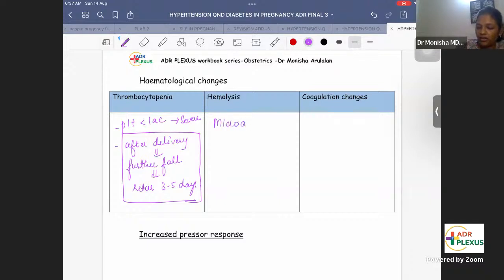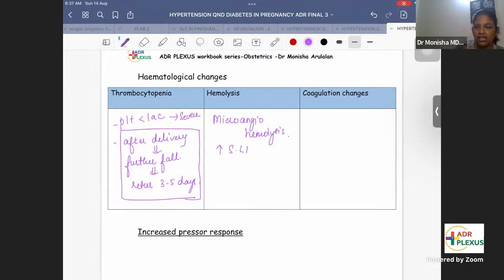When I say hemolysis, here it is microangiopathic hemolysis. Why is it microangiopathic? You have a very constricted vessel, through which blood has to flow at a very increased velocity with high resistance, leading to microangiopathic hemolysis. This is characterized by an increase in lactate dehydrogenase, a decrease in haptoglobin, and the peripheral smear will show a hemolysis picture like the presence of schistocytes or spherocytes, and obviously you will also see a reticulocytosis.